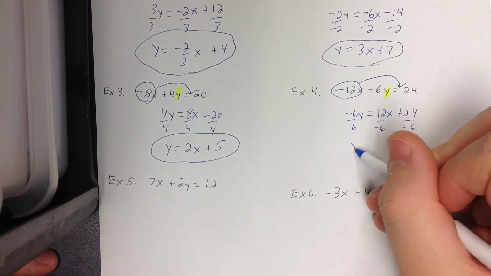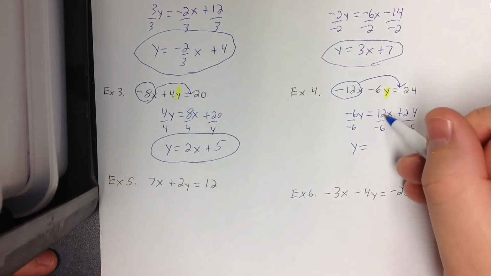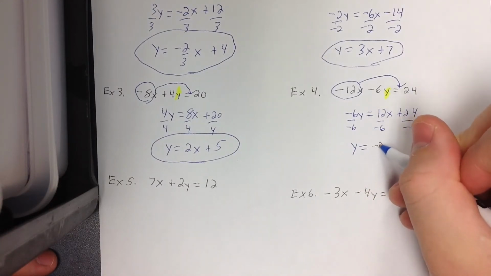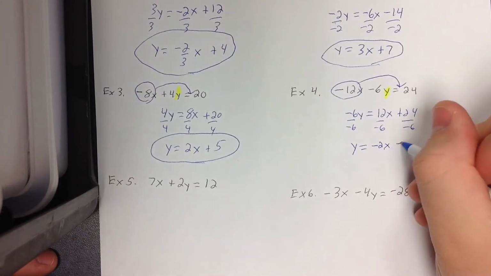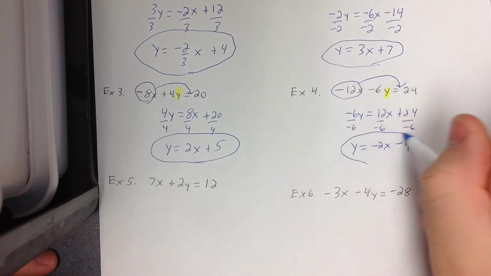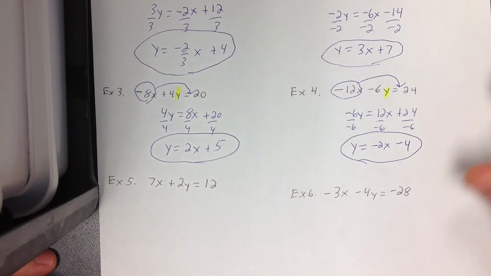Negative 6 divided by negative 6 is positive 1y. 12 divided by negative 6 is negative 2, then I have the x. 24 divided by negative 6 is negative 4. So I get y equals negative 2x minus 4.